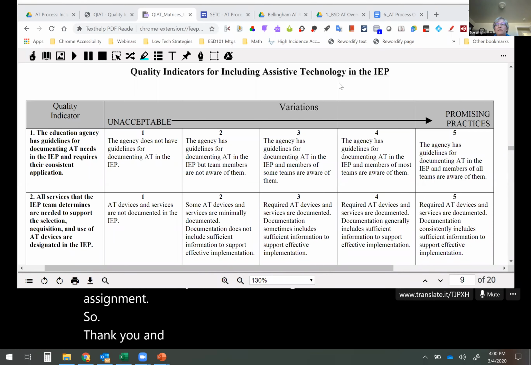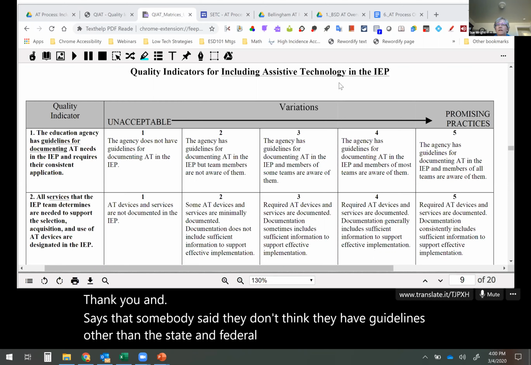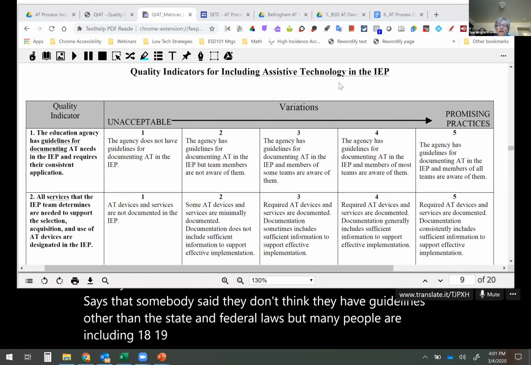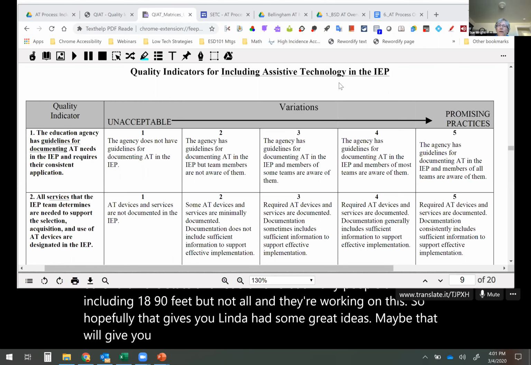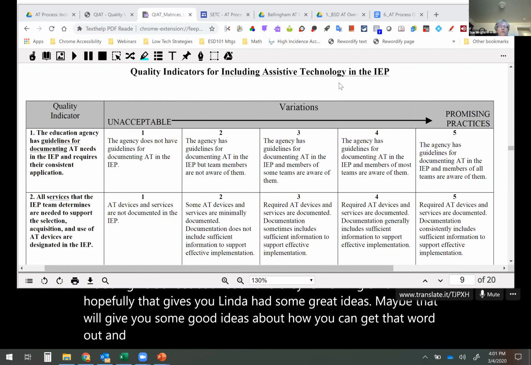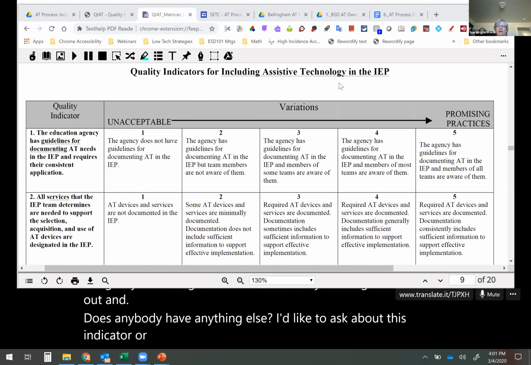And it says that somebody said they don't think they have guidelines other than the state and federal laws, but many people are including AT in the IEP, but not all, and they're working on this. So hopefully Linda had some great ideas. Maybe that will give you some good ideas about how you can get that word out. And so does anybody have anything else they'd like to ask about this indicator or share about this indicator?